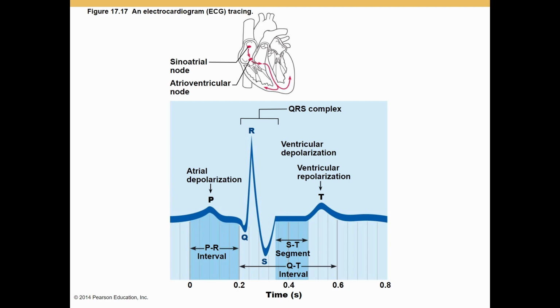So here we can see a base EKG, or a normal electrocardiogram. You can see the P wave, QRS complex, and the T wave. We could also look at the segments, but we want to focus on the waves. First, the atria contract. That's atrial depolarization. Then the ventricles contract at the QRS complex. And then the ventricles relax at the T wave.